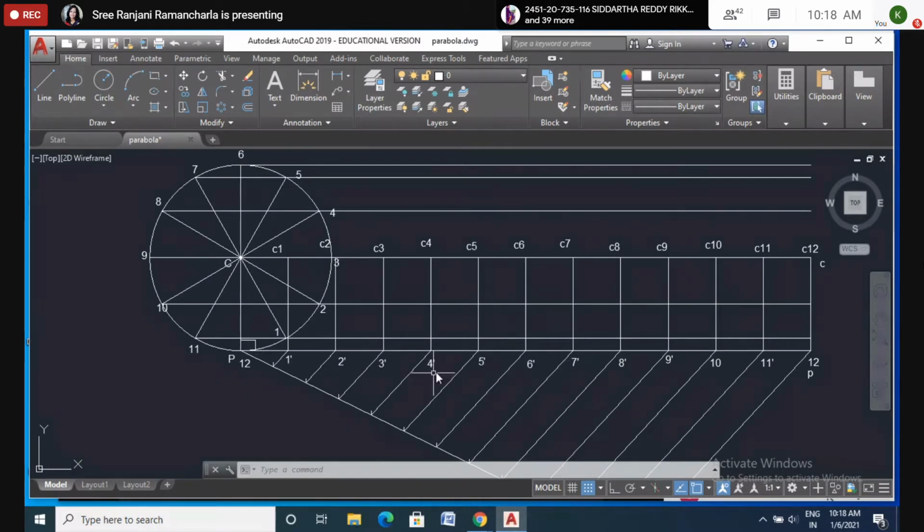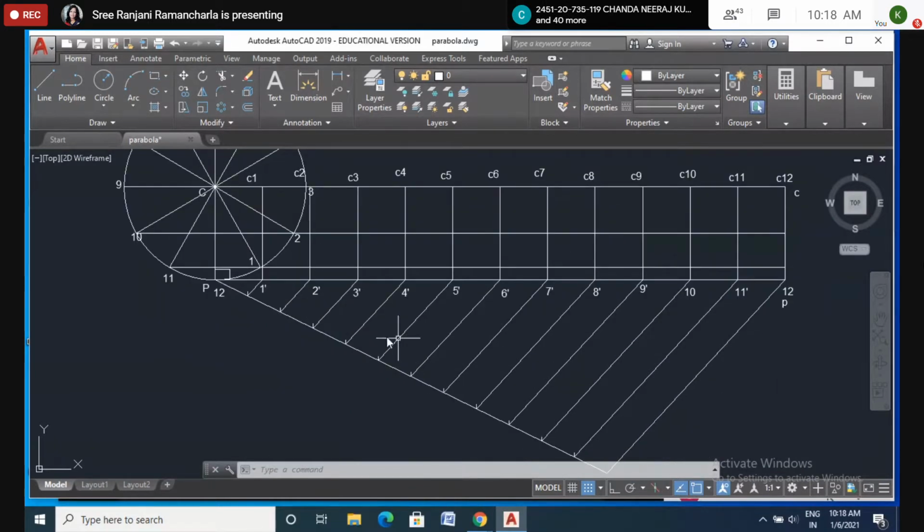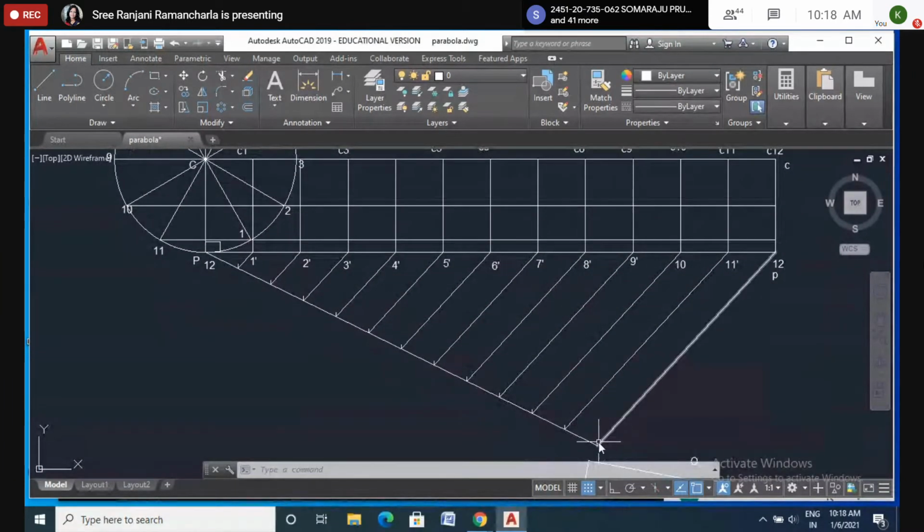Now here, how to make these equal parts? Already you have learned in the second class how to divide into equal parts. Here we want to divide into 12 parts, right? So from P, draw one line of length 12 centimeter. Here this angle should be 15 degrees to 45 degrees.